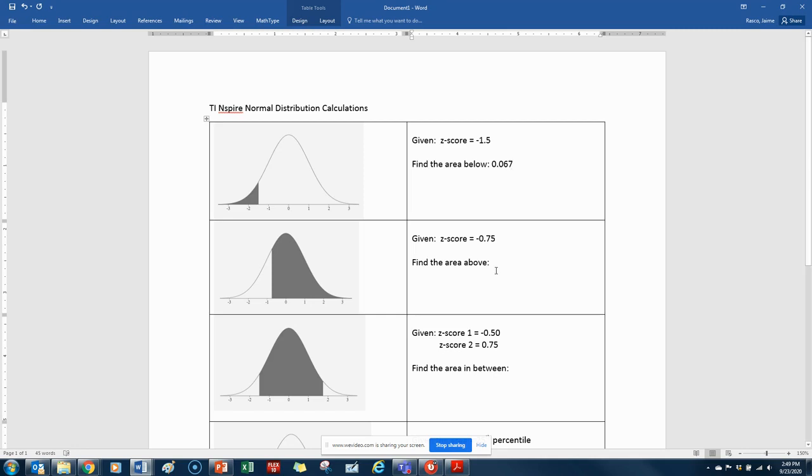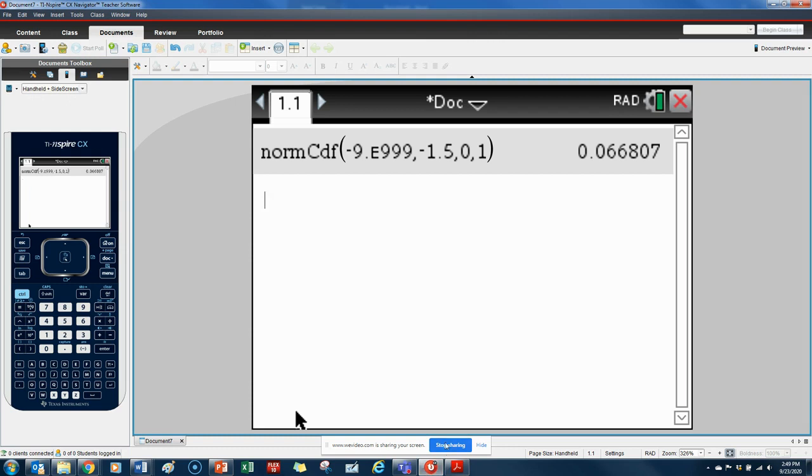Okay, the next problem is we are given a z-score of negative 0.75 and we are supposed to find the area above that z-score. So again, the graph on the left shows the subject area being shaded. We take note again that the lower boundary of the shaded region is negative 0.75, and then the upper boundary or the right boundary would be positive infinity. Okay, so it's a big number.